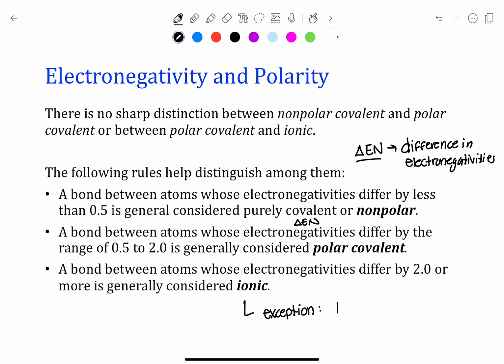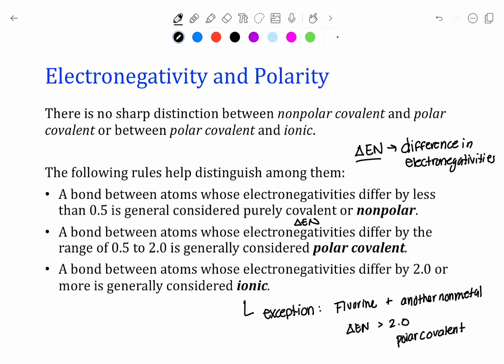and we see this specifically with fluorine and another nonmetal. Sometimes that delta EN with fluorine, since fluorine is so electronegative, if fluorine is bonding to another nonmetal, the delta EN is sometimes greater than 2.0, but this would still be considered a polar covalent bond because fluorine with another nonmetal is a covalent compound.